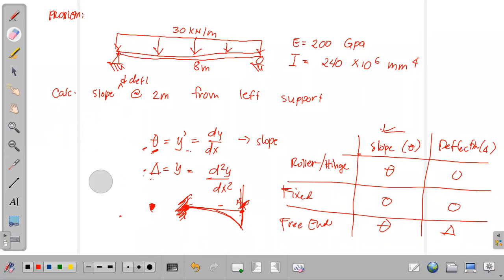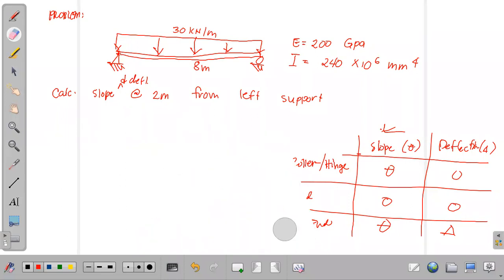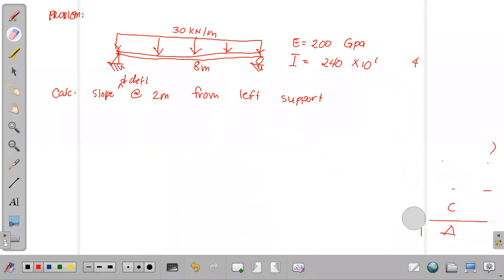So meron tayong procedures in solving double integration. Mag-take down notes pala kayo dito sa example. Ibibigay ko yung notes, yung example, mag-take down notes kayo. So meron tayong procedure in solving for the equation using double integration method. Yung una, we have to determine yung reaction natin. Palagi naman, yung unang ginagawa natin is to determine the reaction. So, we have here an example.